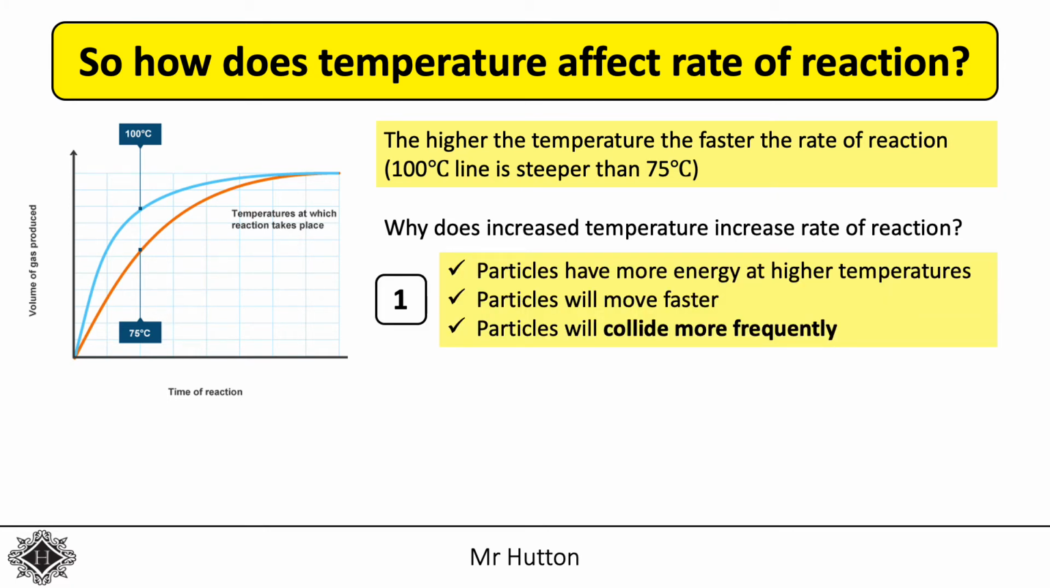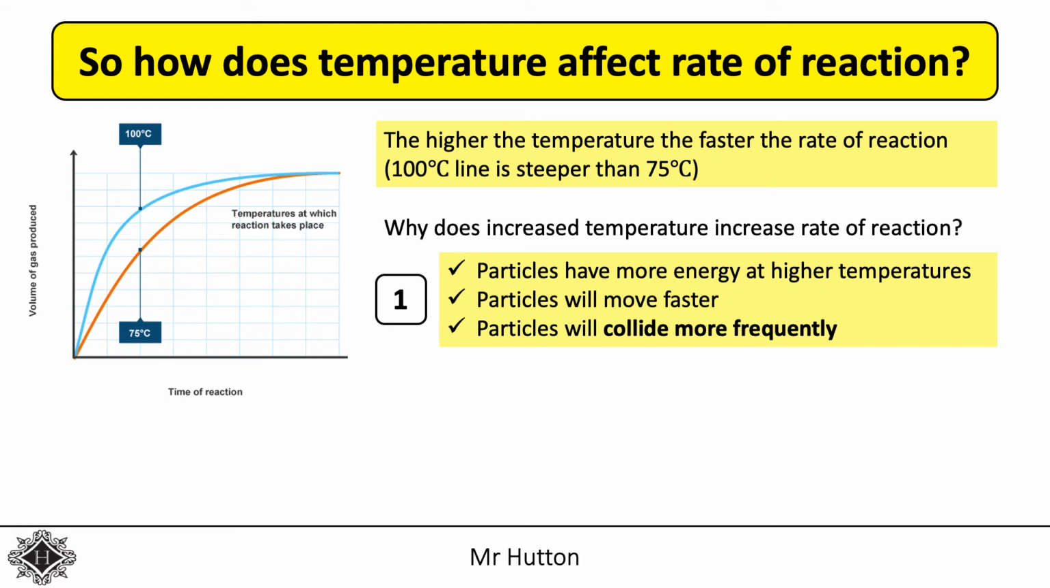Good, so there are two things we're looking at here. The first one: the particles have more energy at higher temperatures, so that means they're moving around a lot faster. So therefore, they're going to collide more frequently. If you imagine a room of students, and you're moving around slowly, you're not going to bump into each other that often. But if you're all moving around really, really quickly, you're going to collide much more frequently. So the higher temperature means the particles are moving faster, which means they will collide more frequently.